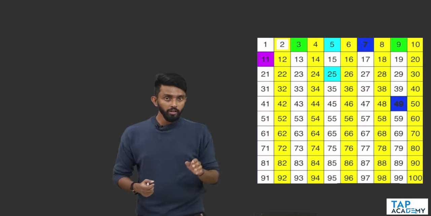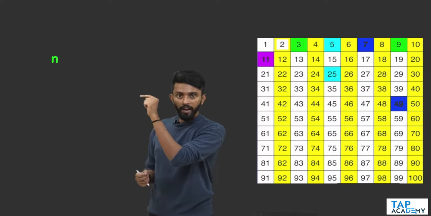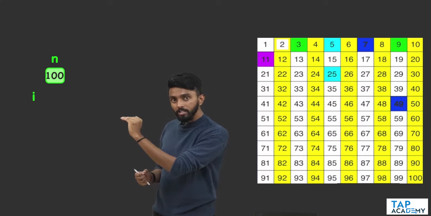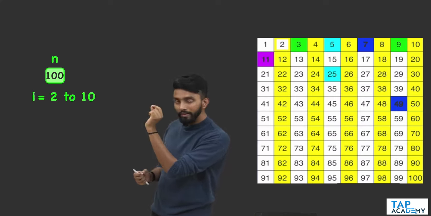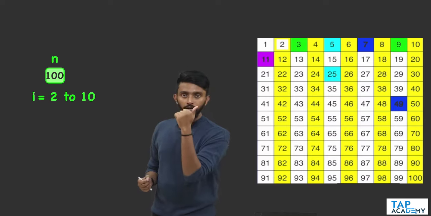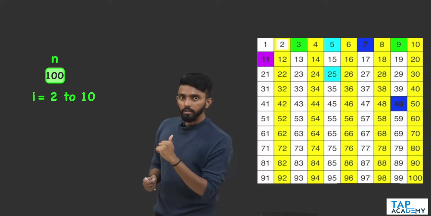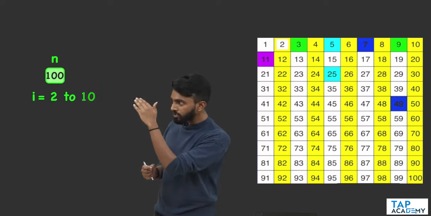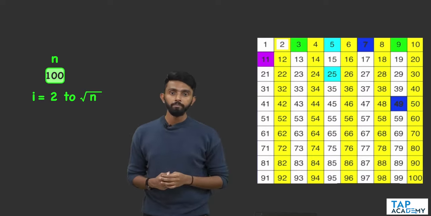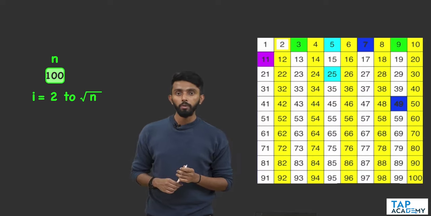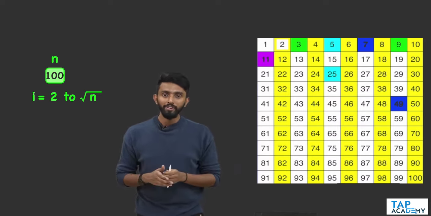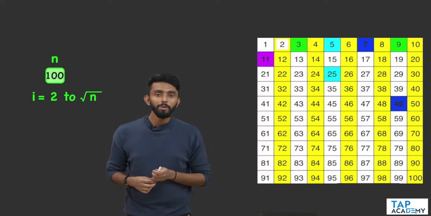Which means, don't you think, if n was 100, then I should have maximum gone from 2 till 10. 2 till 10. Can you please tell me, in terms of 100, how can you write 10? Don't you think you can write it as root of n? Root of n. How are you able to think? So don't you think I has to only go till root n, friends? So that is another optimization.